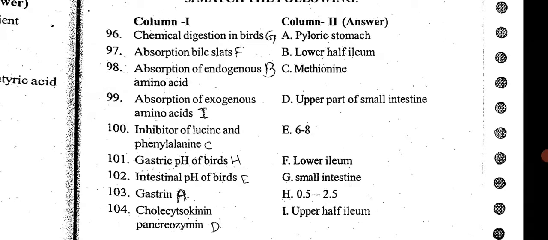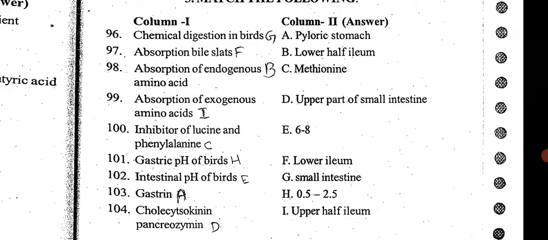So in summary, the small intestine can be divided into two main parts, the upper part and the lower part. The upper part is the duodenum and jejunum, and the lower part is the ileum. The upper part of the small intestine, the duodenum and jejunum, is responsible for the secretion of cholecystokinin and pancreozymin.